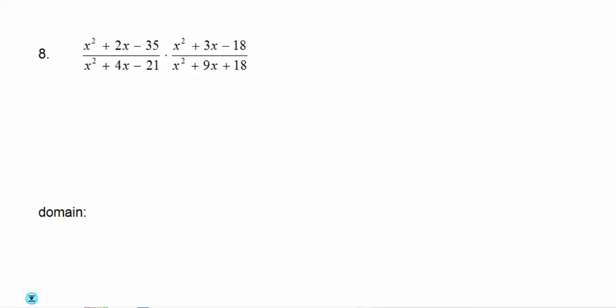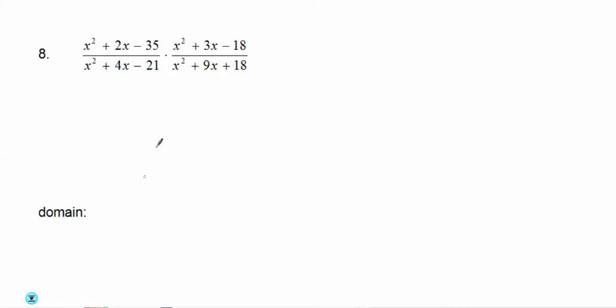Problem number 8 is similar. Again, what we're going to do is factor the trinomials in the numerator and the denominator. Then we will state the restriction. Do not cancel unless you've stated the restriction. Then we can cancel and do any multiplication if there is any left.